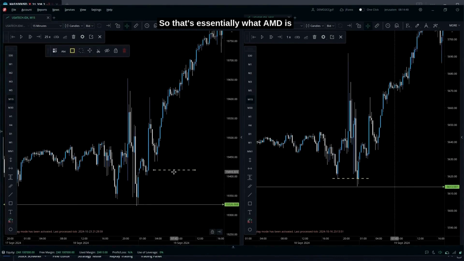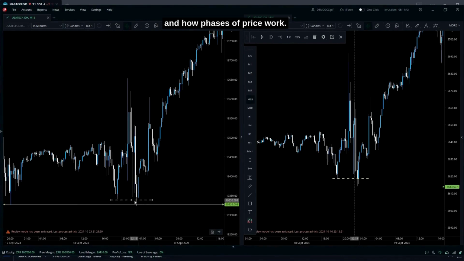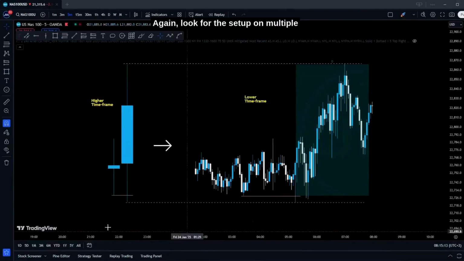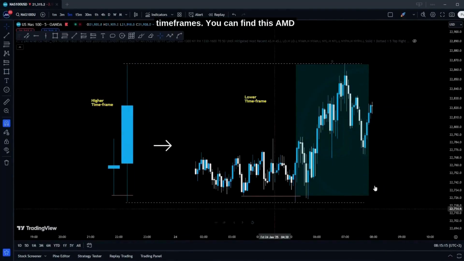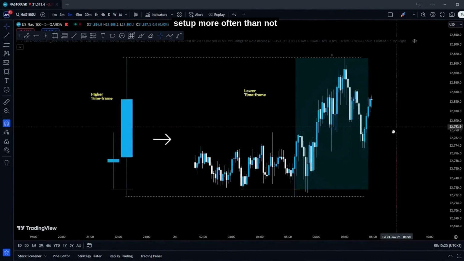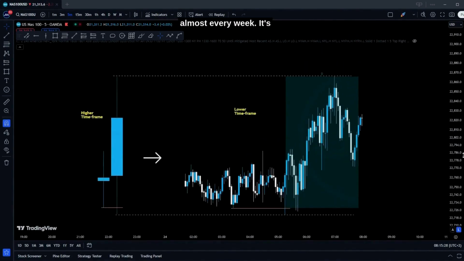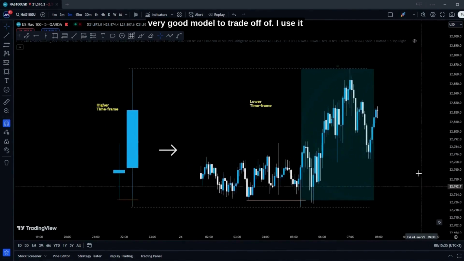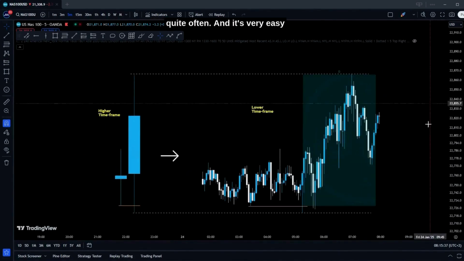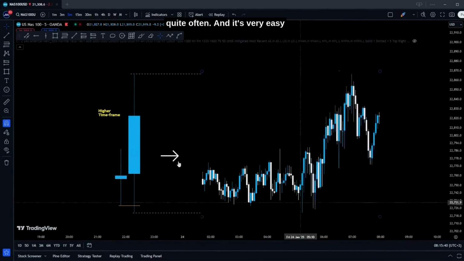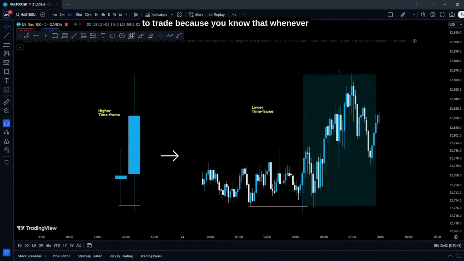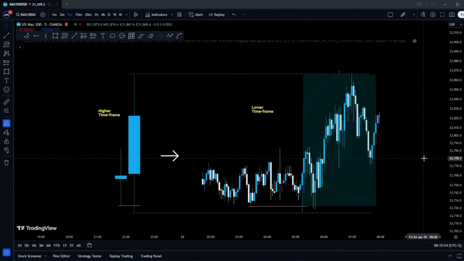So that's essentially what AMD is and how phases of price work. Again, look for the setup on multiple time frames. You can find this AMD setup more often than not, almost every week. It's a very good model to trade off of. I use it quite often, and it's very easy to trade because you know that whenever we see a range, we just want price to take out either side and then continue its intended direction.